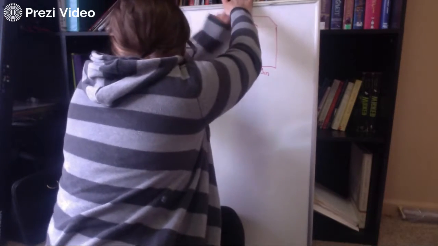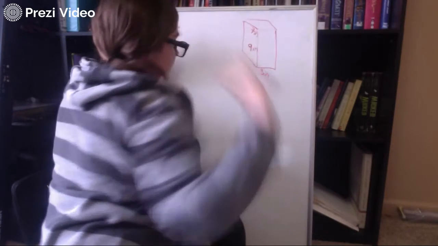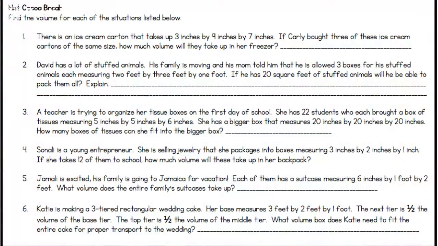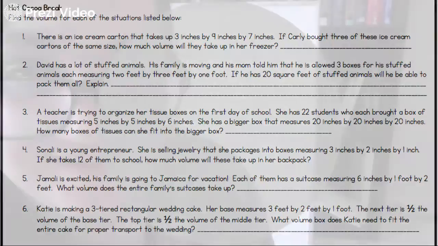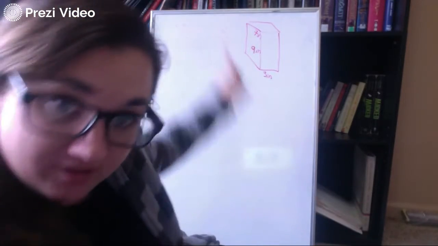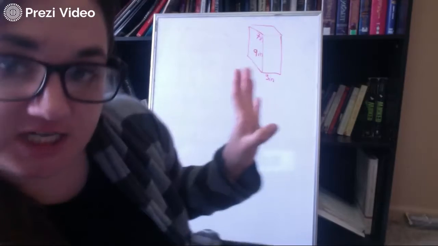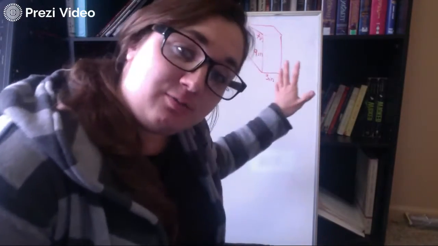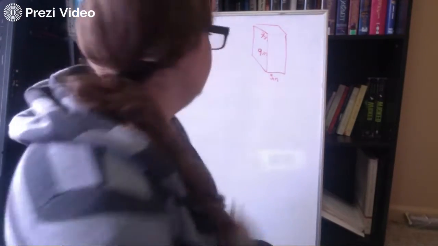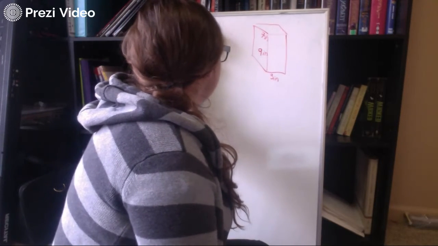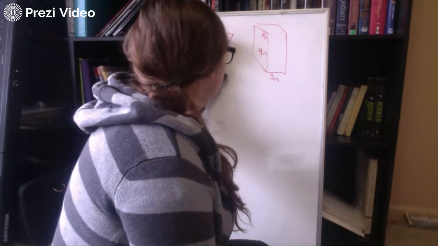Okay, so now, as usual, I need to multiply length times width times height. Let's go back to this question. She bought 3 ice cream cartons of the same size. How much volume will it take up in their freezer? How much volume are they total, all 3 of them, going to take up is my main question. But first I need to figure out the volume of 1 ice cream carton, then I can figure out the volume of 3. So we have 3 times 9 times 7.